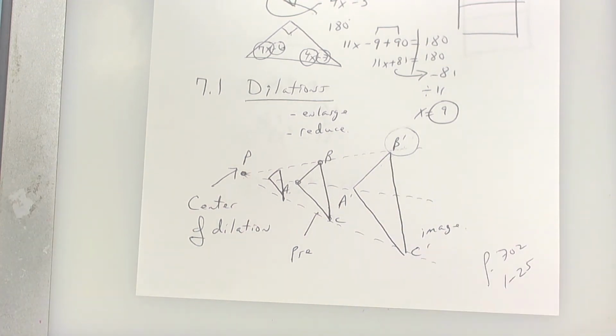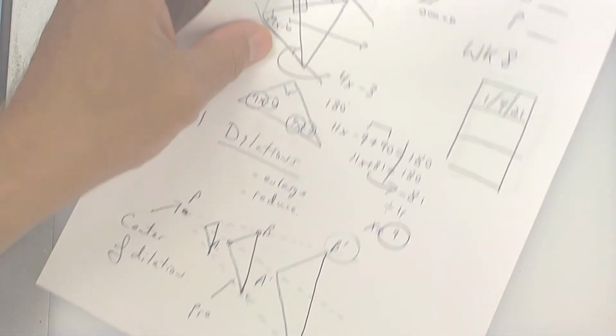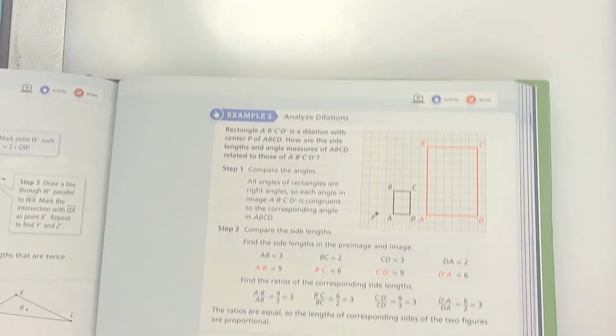Those are dilations. A dilation is similar to if someone shines a flashlight in your eyes. Your pupils get smaller to restrict the amount of light. So that is a reduction. But it's still a dilation. If it's dark, then your pupils get bigger to let more light in. And that also is a dilation, but that is an enlargement.